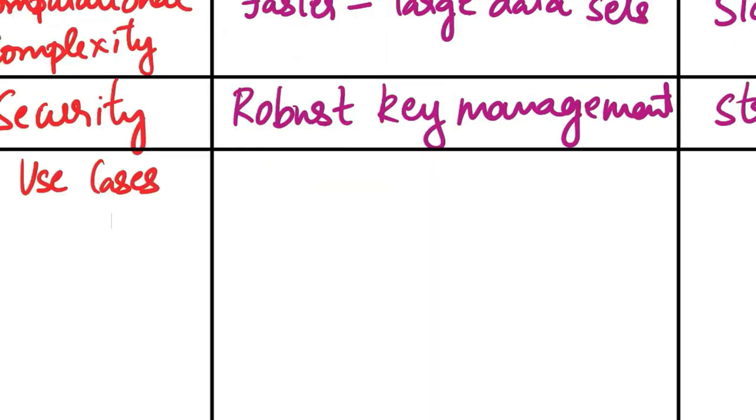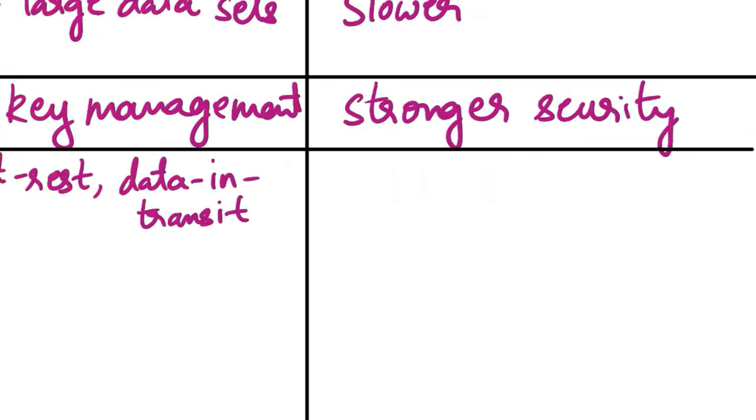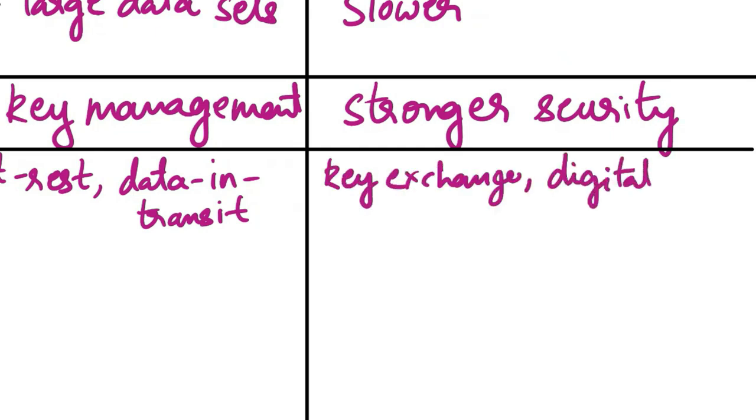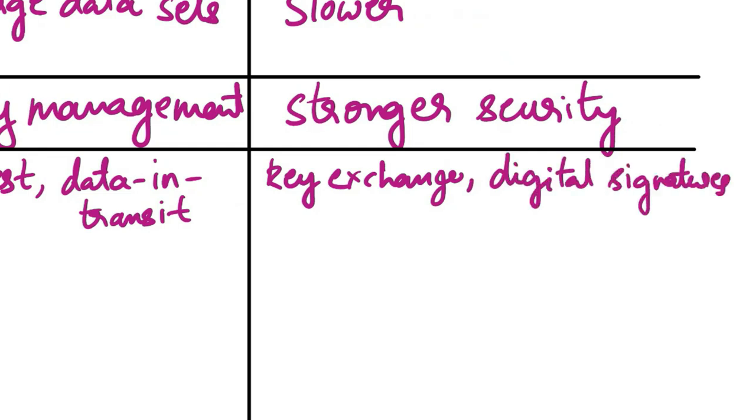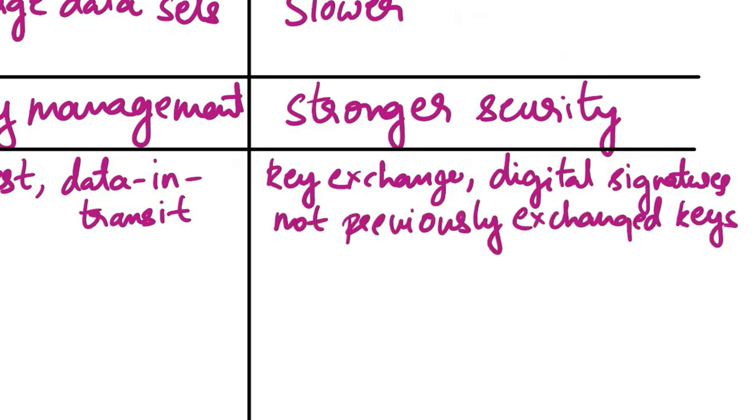Symmetric cryptography is typically used where secure key distribution is feasible and maintained, such as securing data at rest and data in transit. Asymmetric cryptography is commonly used for secure key exchange. Example, Diffie-Hellman. It's also used in digital signatures like verifying message authenticity, and it can be used for secure communication between parties that have not previously exchanged keys. Let's go to the next aspect.